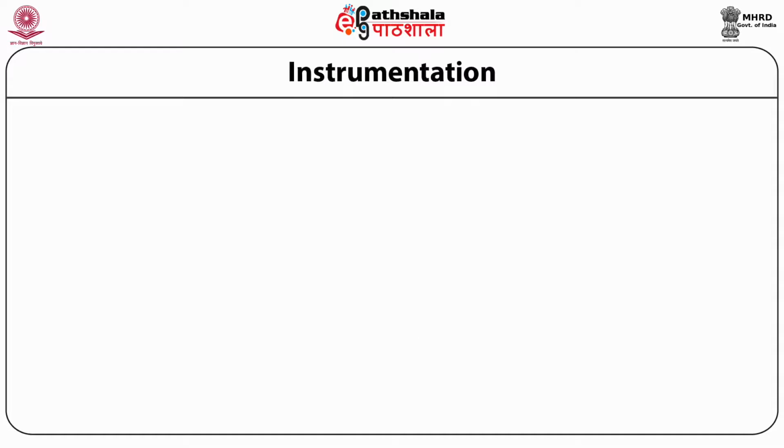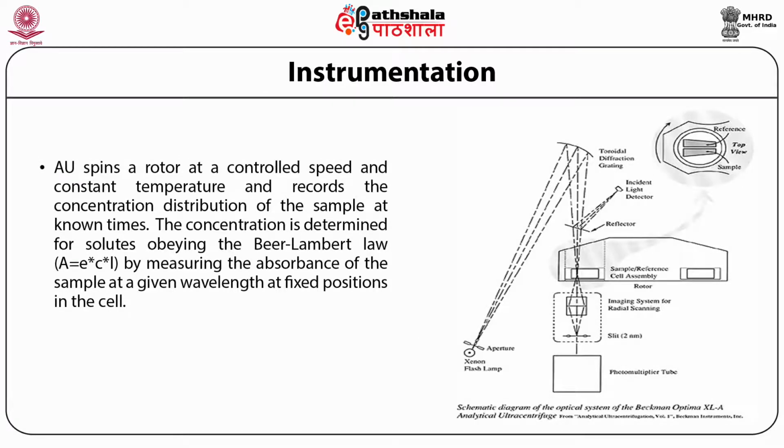In the case of the analytical ultracentrifuge, it spins the rotor at a controlled speed and constant temperature and records the concentration distribution of the sample at known times. That depends on how much time you want and what you have fed into the program. The concentration is determined for solutes obeying the simple Beer-Lambert law, that is A = εcl, where A is the absorbance, ε is the molecular extinction coefficient, c is the concentration, and l is the path length, by measuring the absorbance of the sample at a given wavelength at a fixed position of the cell.